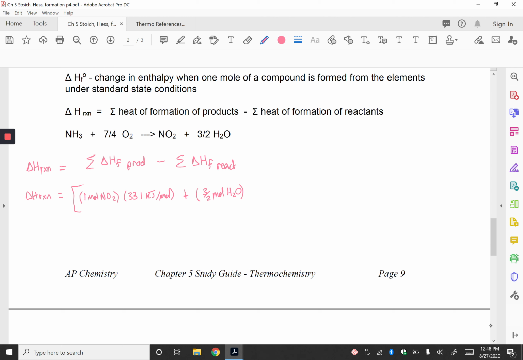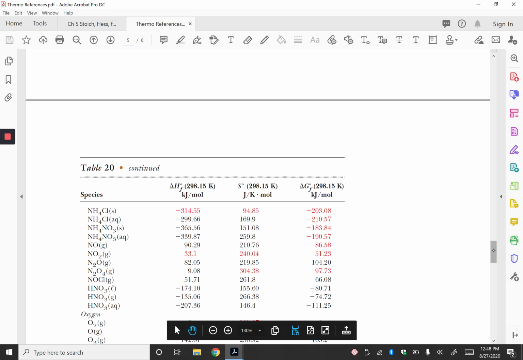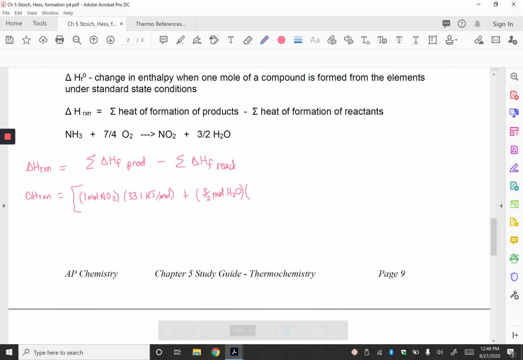And it doesn't really specify if it's H2O liquid or H2O gas, because they have different values. If you look at the table, they're different. So I'm going to go ahead and pick the gas, negative 241.83 kilojoules per mole. On the test, it would have to be specified for you. All right, those are all my products. So that's this part minus the reactants.